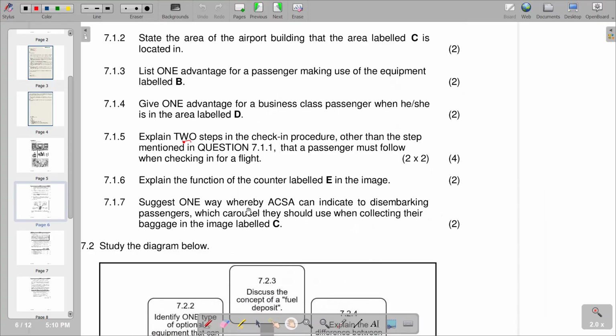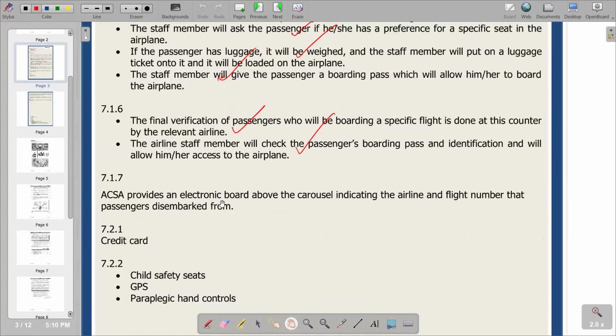They will use an electronic board. That is exactly as we are having in the other section, whereby I say ACSA provides an electronic board above the carousel indicating the airline and flight number that passengers disembarked from. So remember, ACSA stands for Airports Company South Africa. So this is the correct response that we have.